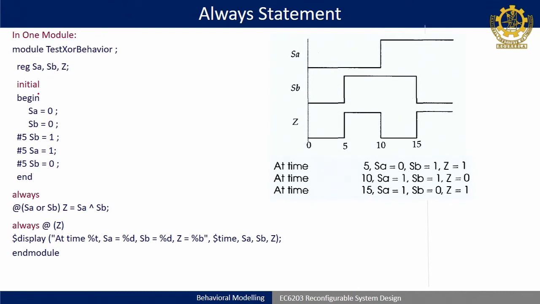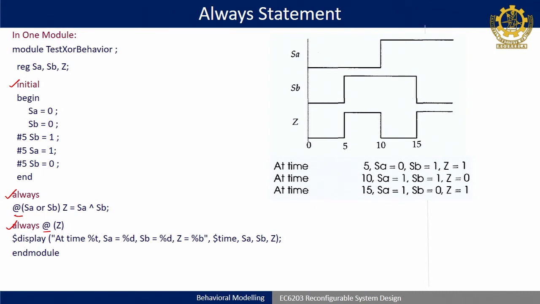So, let us say there is an initial block, there is an always block, and another always block. As we discussed, all these three will start executing at the same time, that is 0 time unit. But wherever delay is there, they will be executed after that certain amount of delay, and wherever @ is there, that particular always block will start executing at 0 time units, but it will wait for an event at the specified inputs.